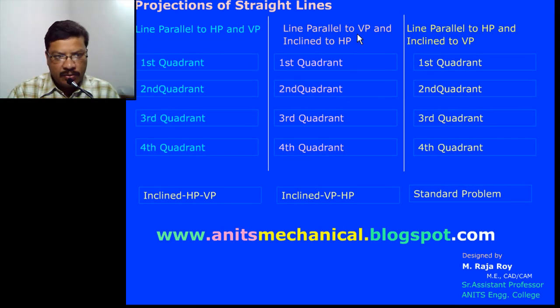A line parallel to VP and inclined to HP. In this case, we will get the true length in the front view and reduced length in the top view. Because when it is parallel to both, we will get the true lengths in both the views. When it is inclined to HP, in the top view we will get the reduced lengths as shown here. Now we will take the first quadrant case.